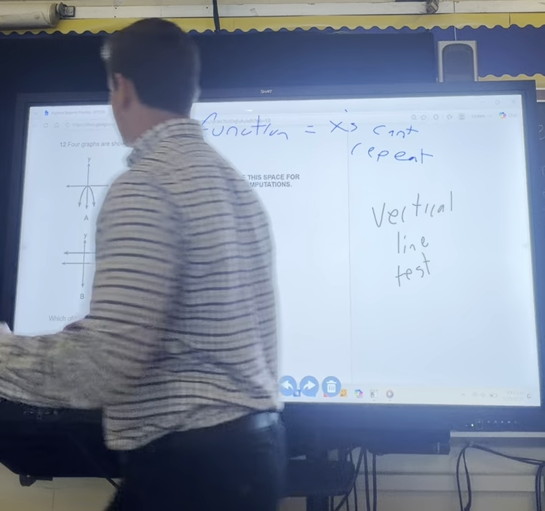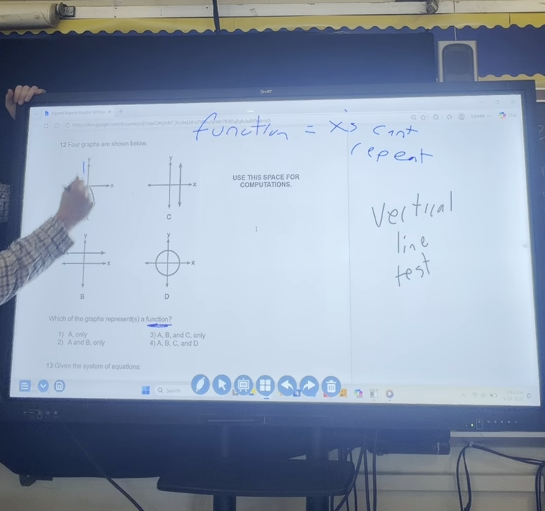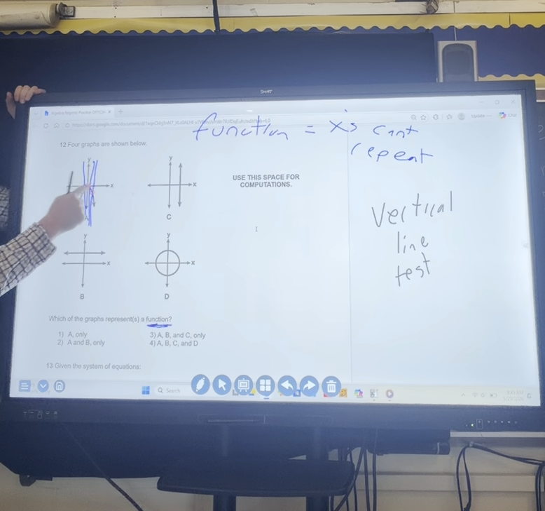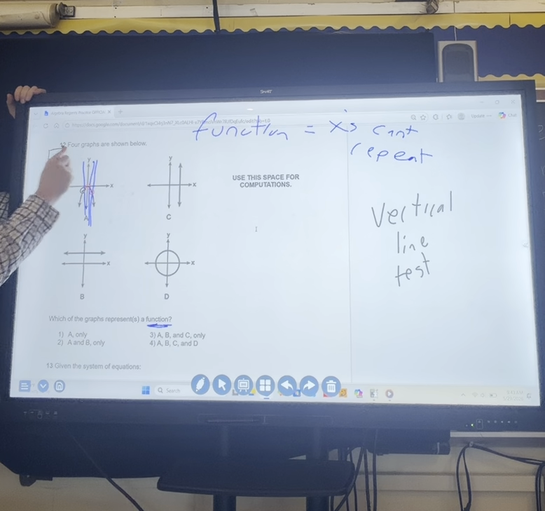So I'm gonna start here on letter A. If I draw a straight line here, I only touch it once. Straight line here, only touch it once. Straight line there, only touch it once. Therefore, this is a function. Same with B.